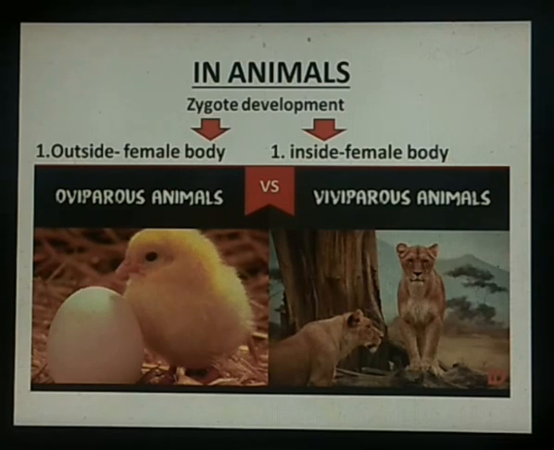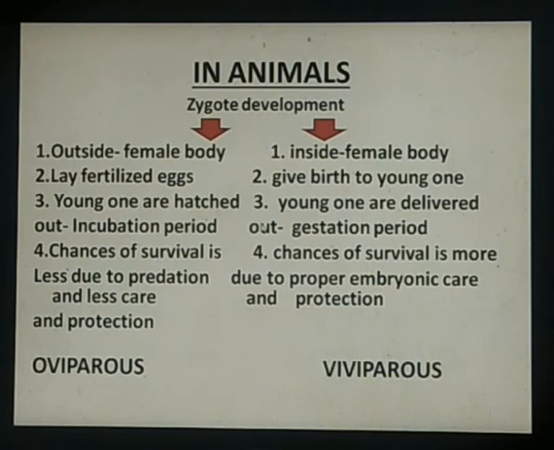And since there is proper embryonic care and the development takes place inside these females, the fetus will be protected, okay, and because of which the chances of survival of the young ones are more in viviparous animals, whereas in oviparous animals the chances of survival of young ones is lesser. Why? Because they will be vulnerable to the predators in the external environment. So that is about oviparous and viviparous animals. So we have got the difference between the oviparous as well as viviparous animals.